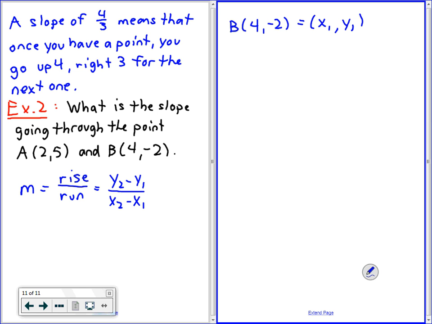I'm making a big mess here. Then my second point, which was 2, 5, is going to be x2 and y2. So everyone see that then? So 2 is equal to x2, 5 is equal to y2, 4 is equal to x1, -2 is equal to y1. Yeah, Lily, go ahead. What do the letters mean, and how do you know where they go? Okay.